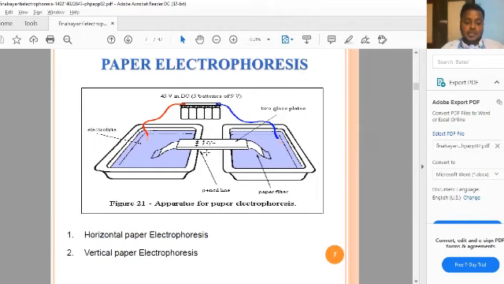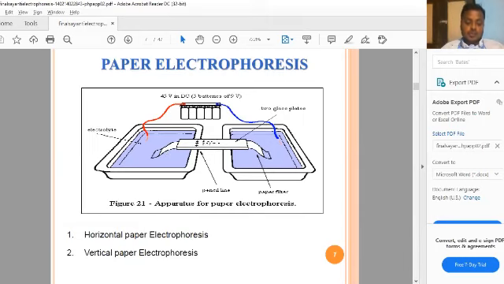The support media is present, whether it's paper, acrylamide, or cellulose jelly. Anything you have to put between the two chambers acts as a supporting media. Another one is paper, which is also available as a supporting media. You can connect it with the electrode.